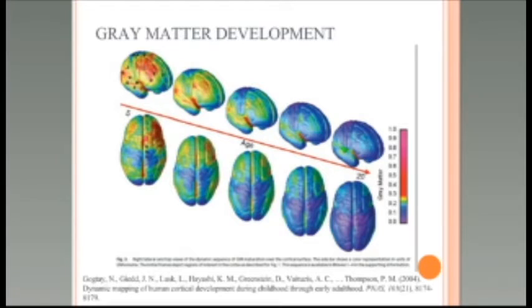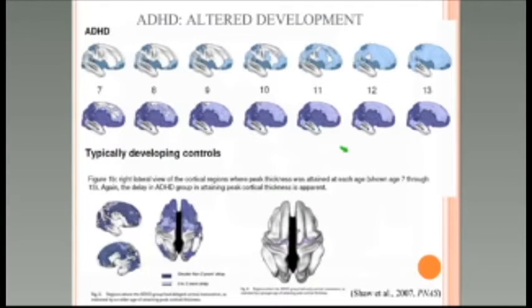So you can see that although there's a lot of development that happens over time, certainly in a typical individual, by 20, the cortex has a lot of development remaining. This next slide shows you the pattern of development that is different between ADHD and typically developing individuals.